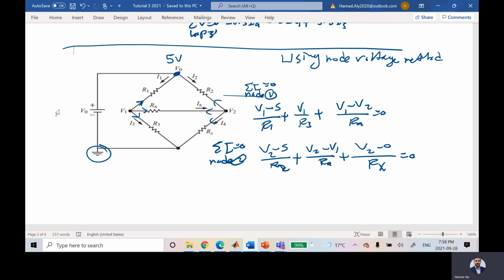How I do what? V2 minus 0. Okay. Are you seeing the bottom nodes? It's connected to the ground. So its voltage is 0.